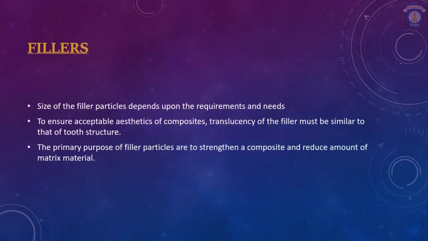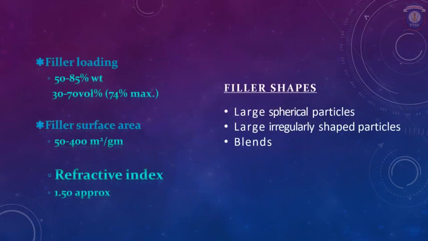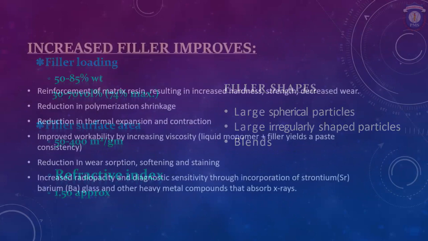The filler particles. Size of the filler particles depends upon the requirements and needs. To ensure acceptable aesthetics of composites, translucency of filler must be similar to that of tooth structure. The primary purpose of filler particles is to strengthen a composite and reduce the amount of matrix material. The filler loading is 50 to 85% by weight and 30 to 70% by volume. The filler surface area is 550 to 400 meters square per gram, and refractive index is approximately 1.50.